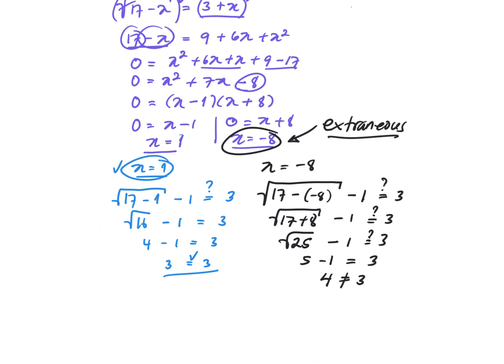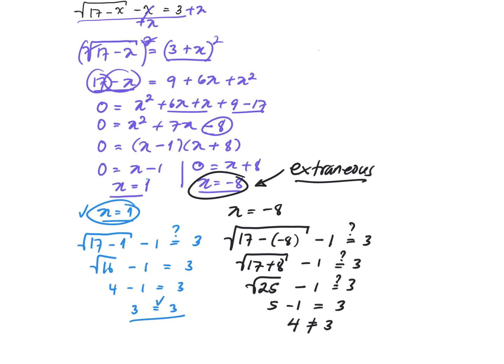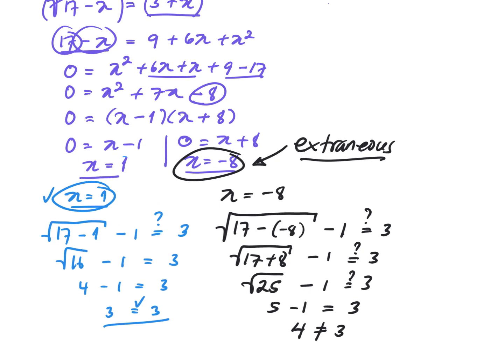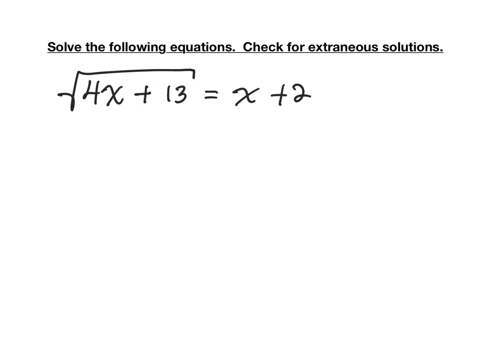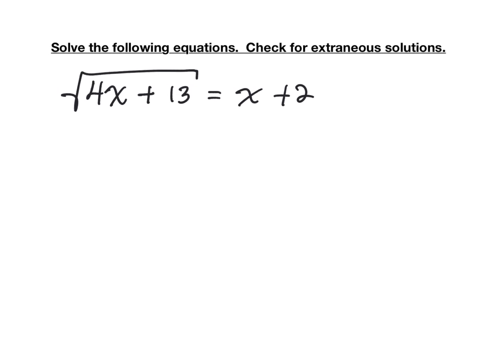It just came out because we actually squared both sides. Okay, here's the next example. Root of 4x plus 13 is equal to x plus 2. So what we're going to do here immediately is to simply square both sides to cancel out what needs to be canceled.